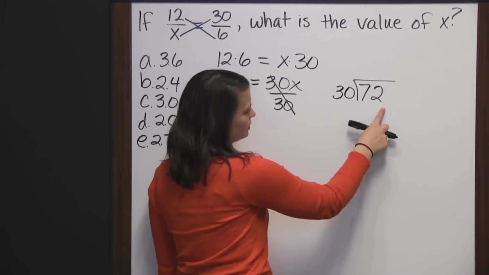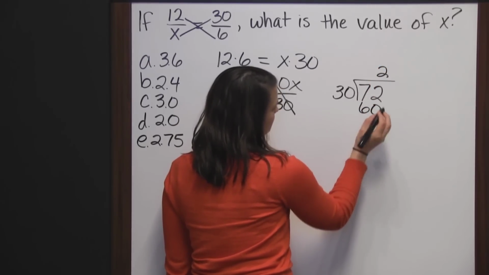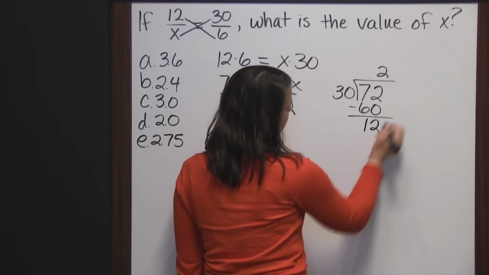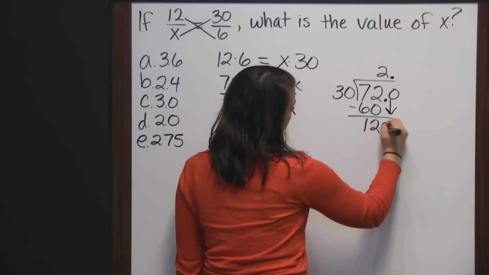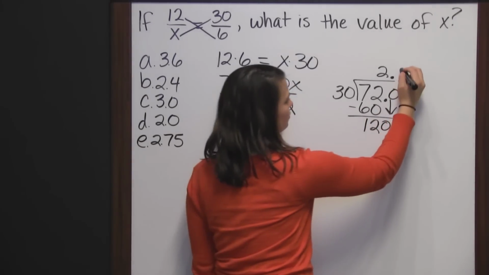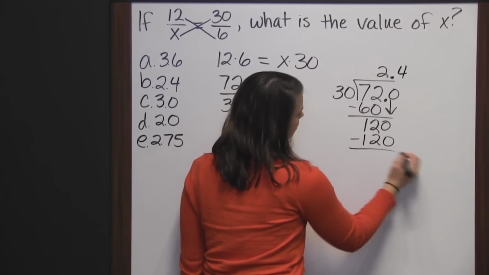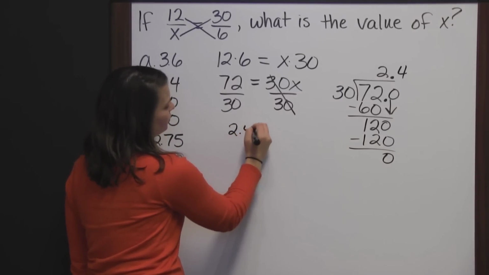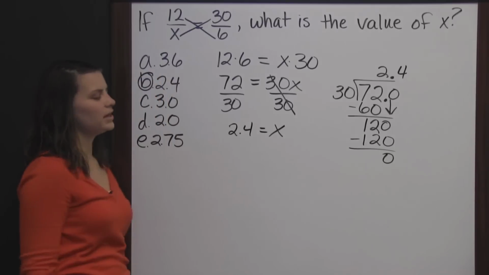30 goes into 72 two times, which gives us 60. We subtract and we get 12. So we add a decimal and a 0 and bring down the 0. And 30 goes into 120 four times. 30 times 4 is 120. We subtract and get 0. So that means that 2 4/10 is equal to x, which is answer B.